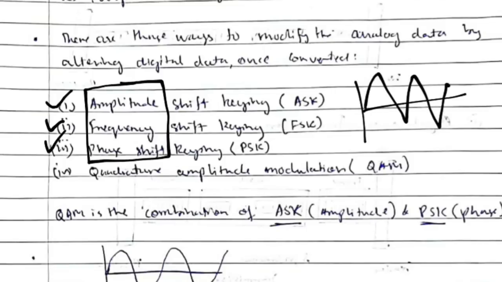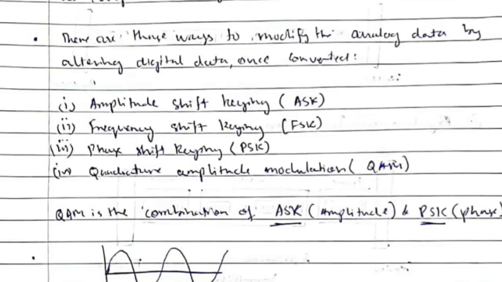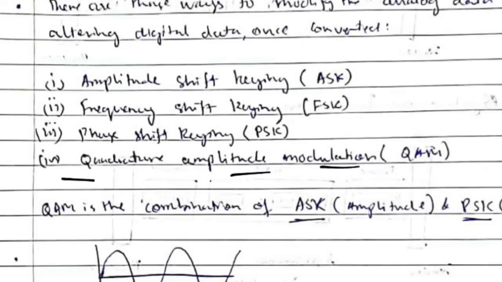Why will we be altering? Because we have different data elements, like 1 0 1 1 0 1. To correspond to the changing of the bits, we have to make the corresponding changes in the wave also. So for the changes we can use the 3 methods: amplitude, frequency or phase. The last one, quadrature amplitude modulation, is the combination of the first one, amplitude, and the third one, phase. We'll be discussing each in detail one by one.